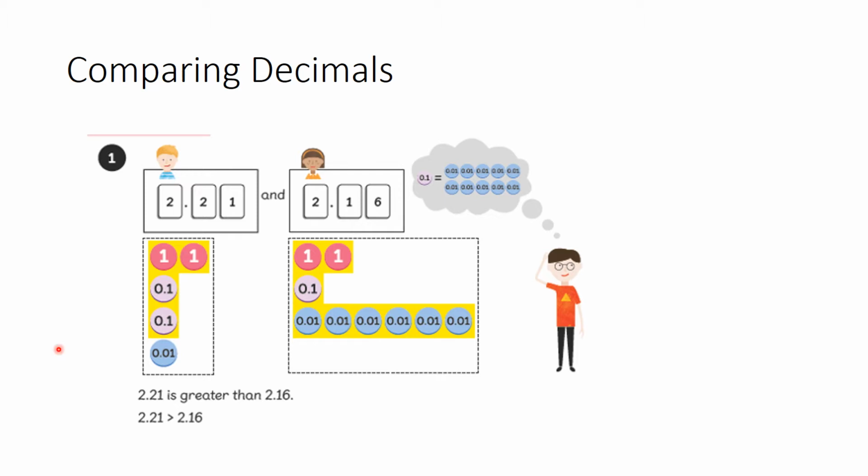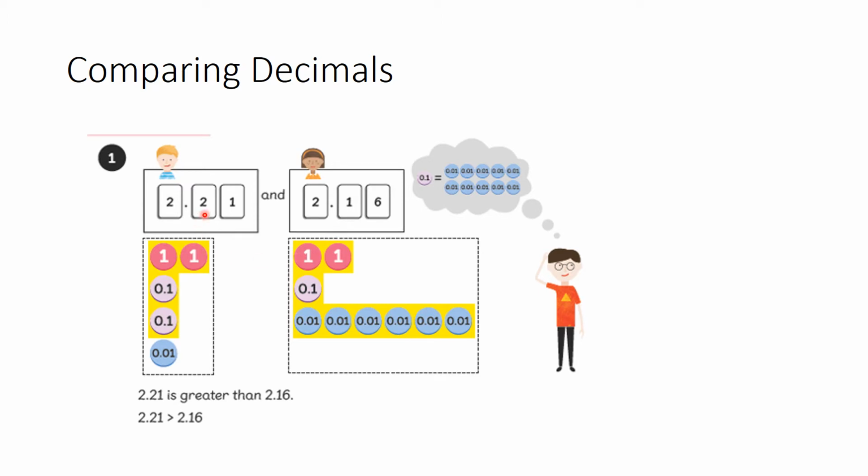So here we have, I think we've got Sam here, haven't we? Sam has got 2.21 and here Havana has got 2.16. Now we need to compare them. So what we've done is put them into counters. I've got two whole ones. So far they're the same.